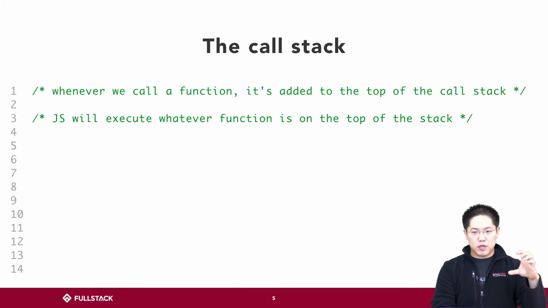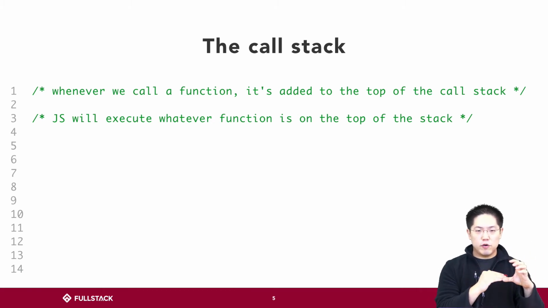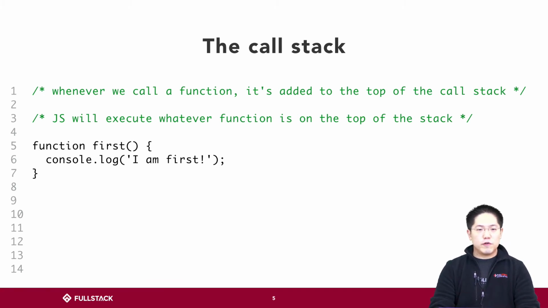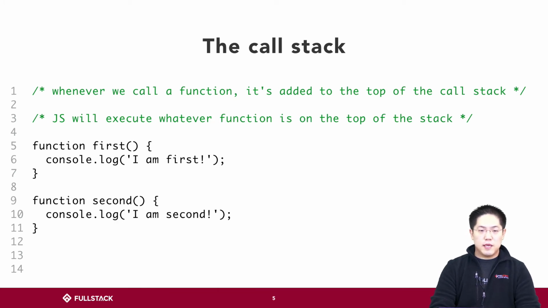So when the function goes on there, JavaScript starts executing the code along with all the parameters and local variables that are defined. So for example, we'll create a function first that console logs "I am first", and a function second that console logs "I am second", then we call first and we call second. Now you notice here, first is being called and then second is being called. They're not calling each other anyway.